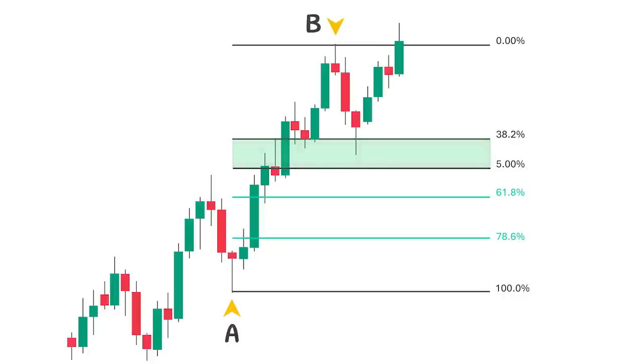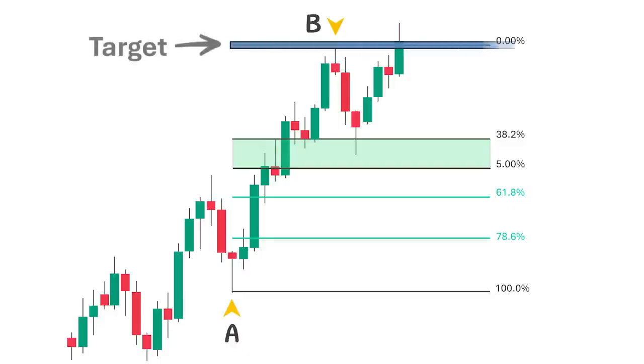However, this area is generally not ideal for taking trades. The reason is simple. Wherever we enter a long position in this zone, our first target is the previous market structure high. Since price has recently reached this level, there is a higher probability that it will test it again before a reversal takes place.